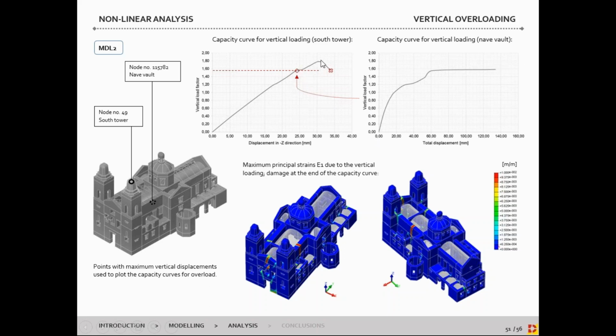Even if the global behavior of the structure is able to resist more weight, some parts can have local damage. Also, we can have the crack patterns for the end of the capacity curve that can be associated with the mechanism of collapse.